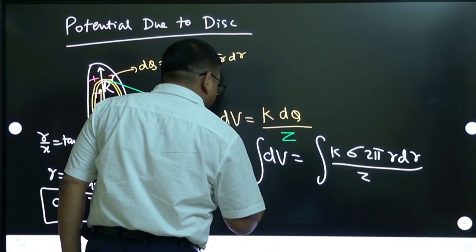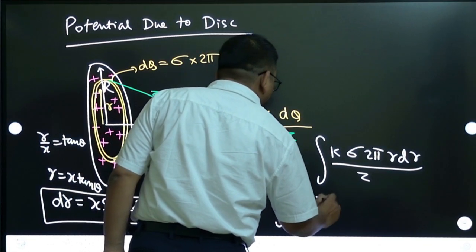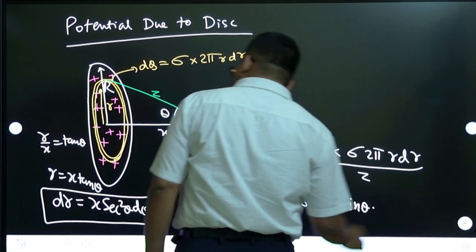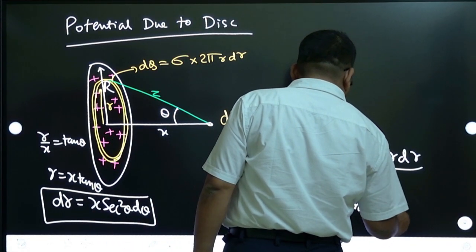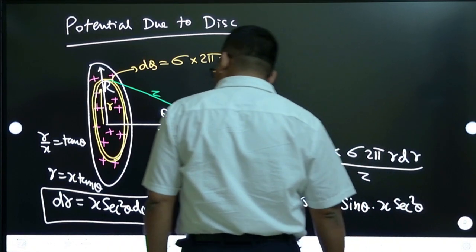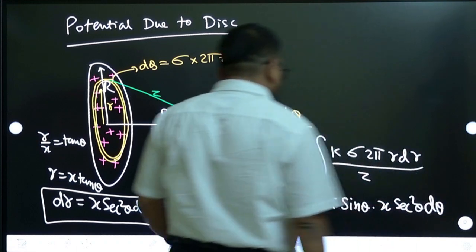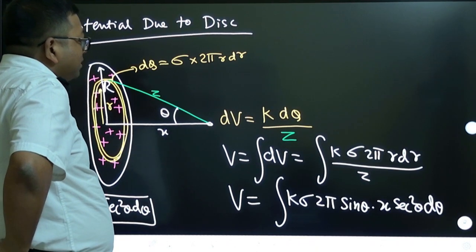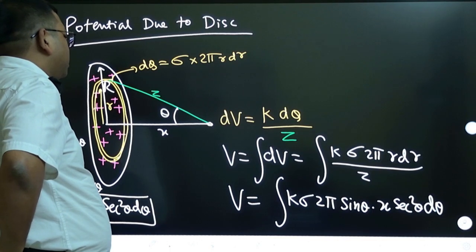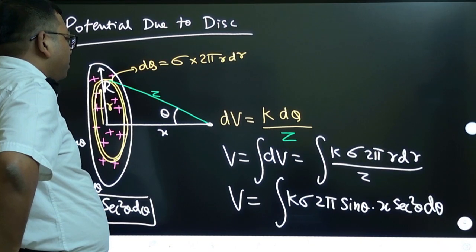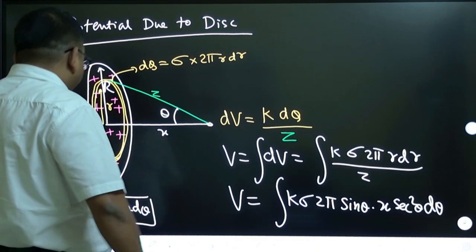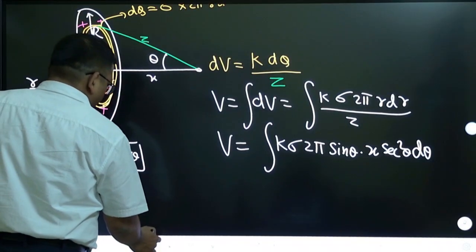So let us do that. So integration of k sigma 2 pi, r by z has become sine theta, and dr has become x secant square theta d theta, correct? Right? K sigma 2 pi sine theta x secant square theta d theta. Am I correct? R by z has become sine. Dr we have written as x secant square theta d theta. Okay, let us try now. Now what?